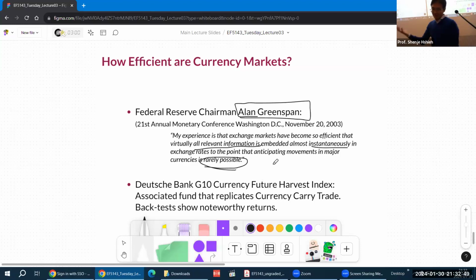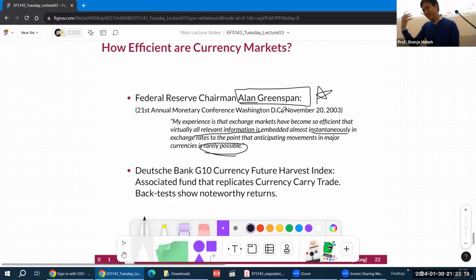All right, so based on your experience with corporate finance, you know that that's totally untrue, right? Just look at merger arbitrage, post-earnings drift, IPO underpricing. All of these things are examples of markets not being able to process information efficiently, and most likely it's no different for FX rates. So Alan Greenspan, I think, gives too much credit to the efficient market hypothesis.